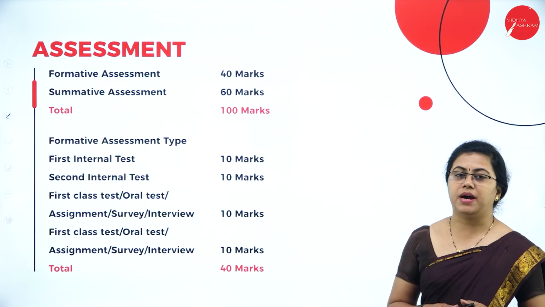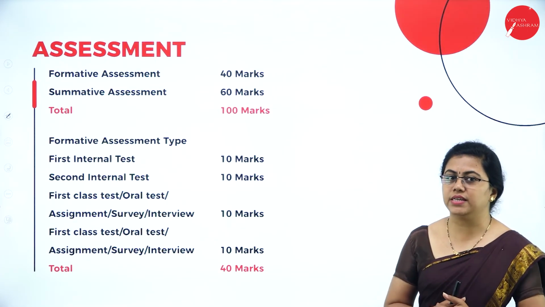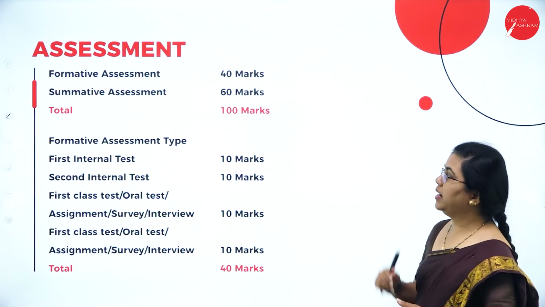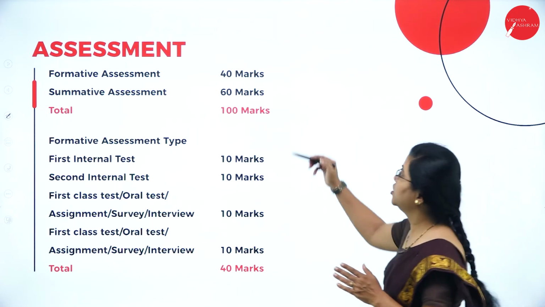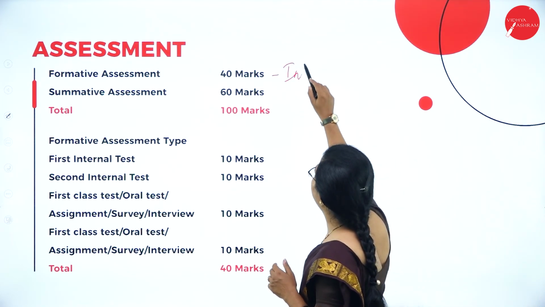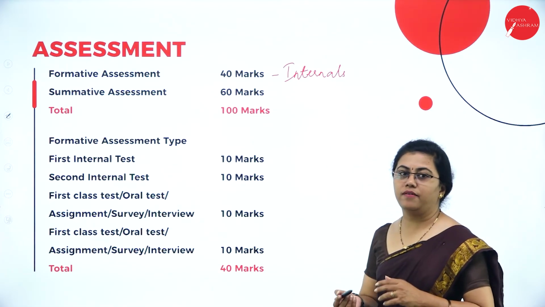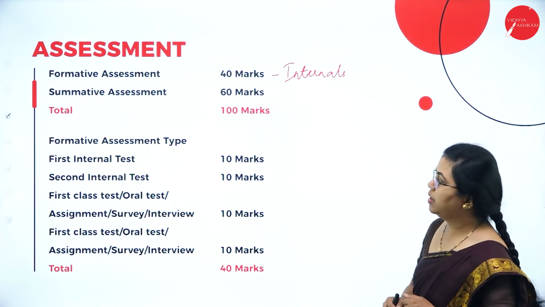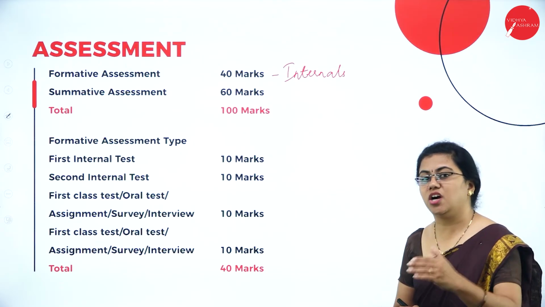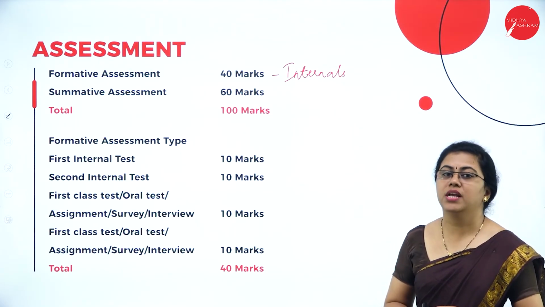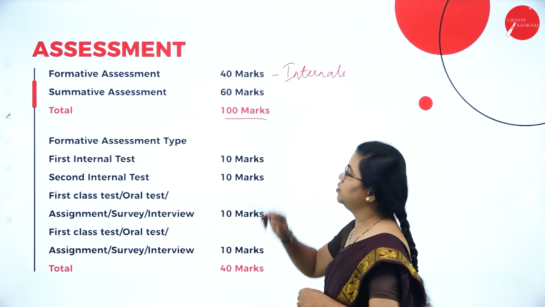Coming to the assessment part, this is similar to the previous year's assessment only. You have formative assessment, that is the internals part. This one will be the internals part, the green book, blue book and all, and also the presentation part, whatever you have. All that will be there for 40 marks. And summative assessment, that is the term end exam, will be for 60 marks, and altogether it will come to 100 marks.